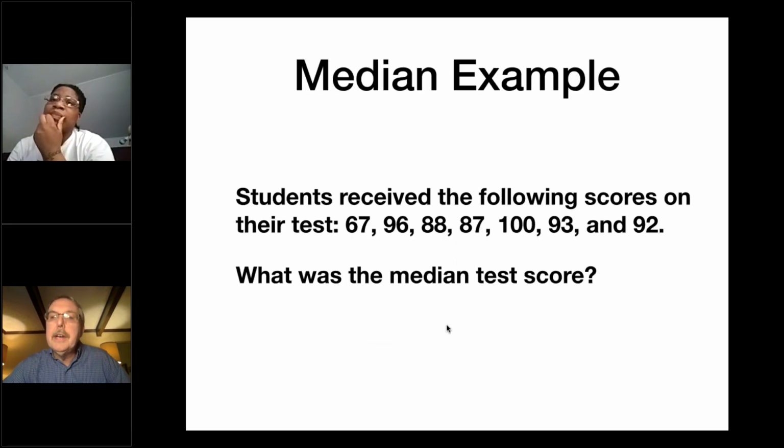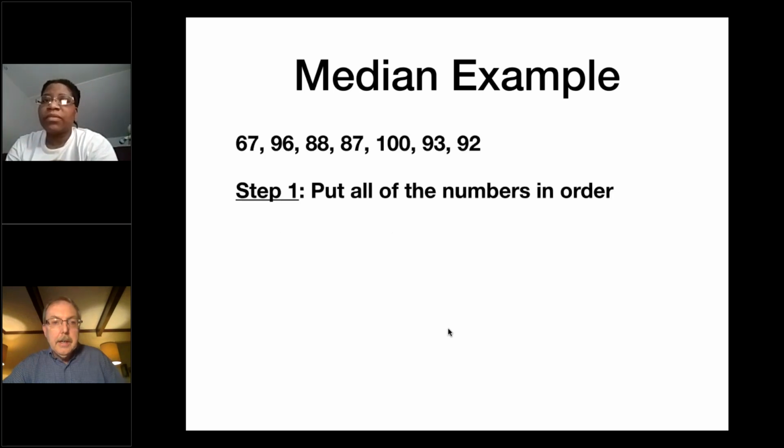So let's look at this example first. So here we've got a bunch of test scores, and we want to find the median of those test scores. So we have all of these numbers that we want to go through to figure out what's the median for those. So take a look here. So the first step is to put them in order.